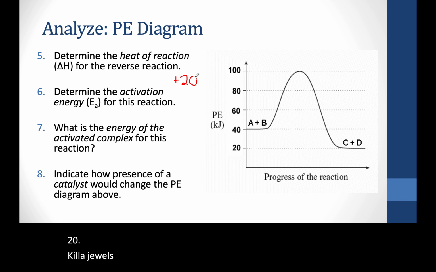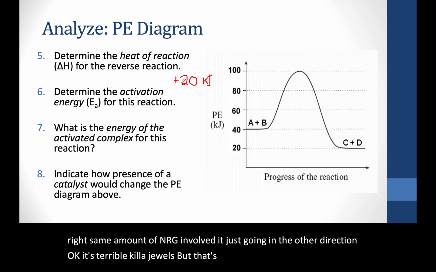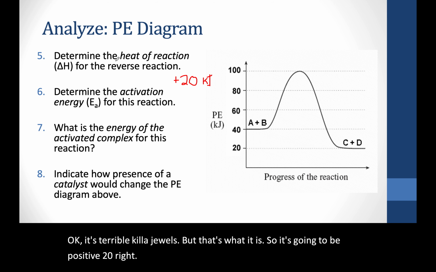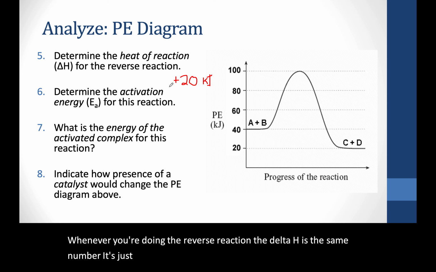Because a reverse reaction is always the same value. Same amount of energy involved, it's just going in the other direction. So it's going to be positive 20. Whenever you're doing the reverse reaction, the delta H is the same number. It's just a different sign, which we did in yesterday's lesson.